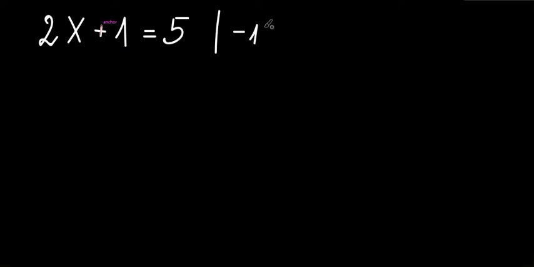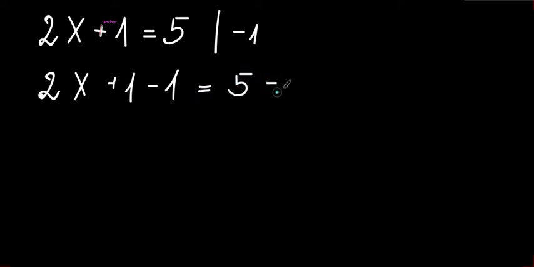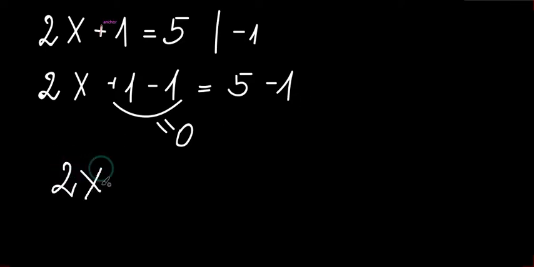So if we subtract 1, on this side we have 2x plus 1 minus 1, and it's equal to 5 minus 1. Now that gives us 0, and that is equal to 0, and that gives us 4. So we have that 2x is equal to 4.